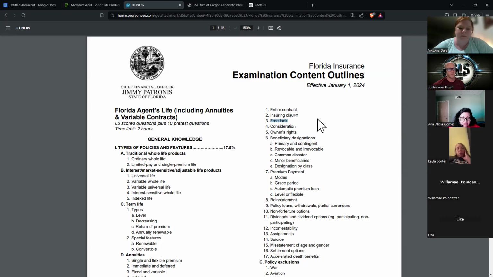Consideration, I went over that before, but it's the application and the premiums, the statements in the application and the premiums, saying, please take this into consideration to give me insurance. Okay.